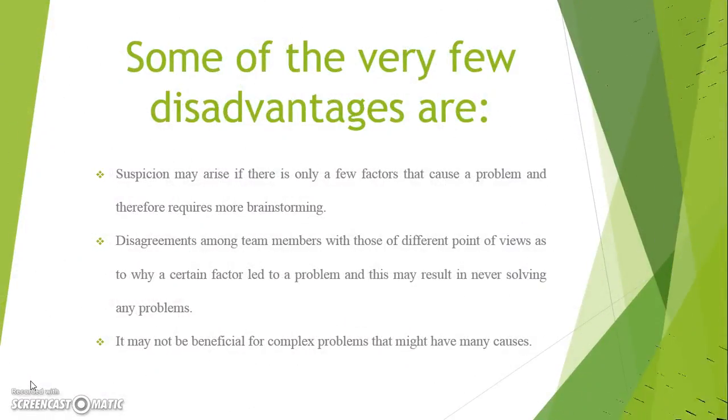On the other hand, there are very few disadvantages to using the cause and effect diagram. Some of these disadvantages include: suspicion may arise if there are only a few factors that cause a problem and therefore it requires more brainstorming. Disagreements among team members with different points of view as to why a certain factor led to a problem may also result in never solving any problem. Also, it may not be beneficial for complex problems that might have too many causes.